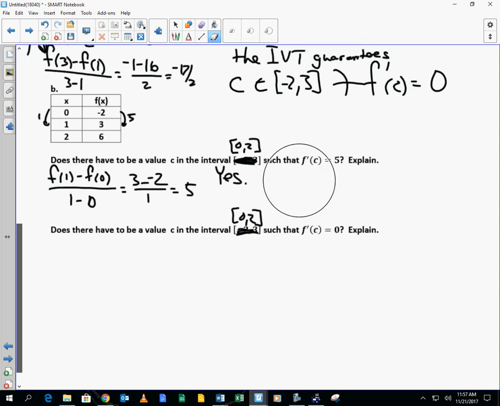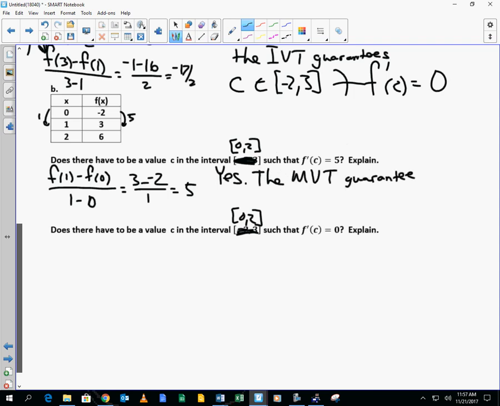Whoop. The IVT, the MVT, thank you, good job. The MVT guarantees C in, what's the interval? 0 to 1. Yeah, 0 to 2 would be fine, but we can even specify 0 to 1, can't we? C in 0 to 1 such that f prime of C is equal to 5. Look at the last question. Does there have to be a value C such that the derivative is equal to 0?